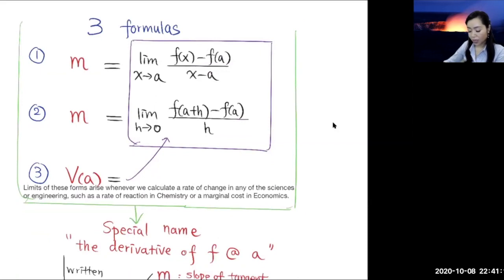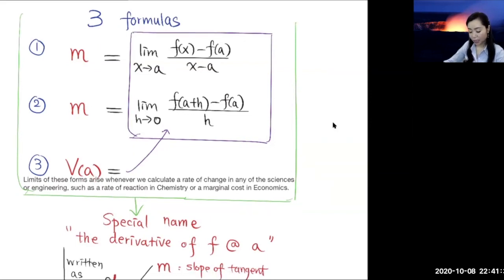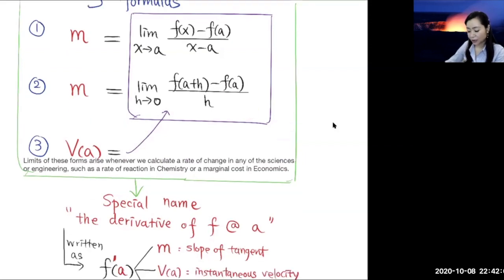Now notice that we have three formulas so far. These two give you the slope of the tangent line at P. This one gives you the instantaneous velocity at the moment A. Notice that a limit of this form arises whenever we calculate a rate of change in any of the sciences or engineering, such as a rate of reaction in chemistry or a marginal cost in economics. So we want to give a special name to a limit of this form. We call it the derivative of the function f at A.